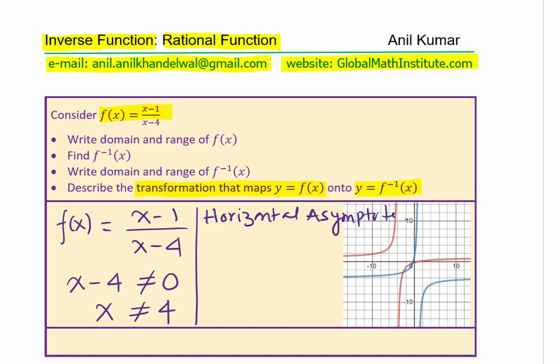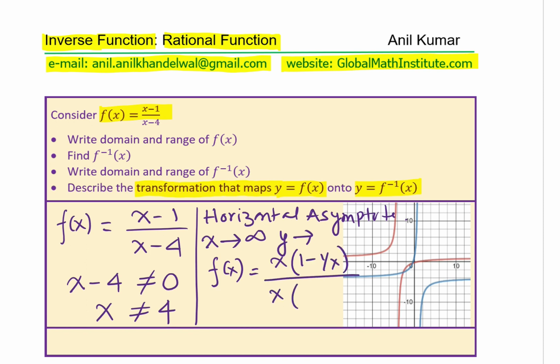Now in this particular function, horizontal asymptote is when x approaches a very large value, let us say plus infinity, then what happens to the y value? Well, in the case of f of x, if x approaches a large value, then the function could be written as x over x, right? We can also do like this. We can take x common in this and we get 1 minus 1 over x, and in the denominator we can take x common, we get 1 minus 4 over x, correct?